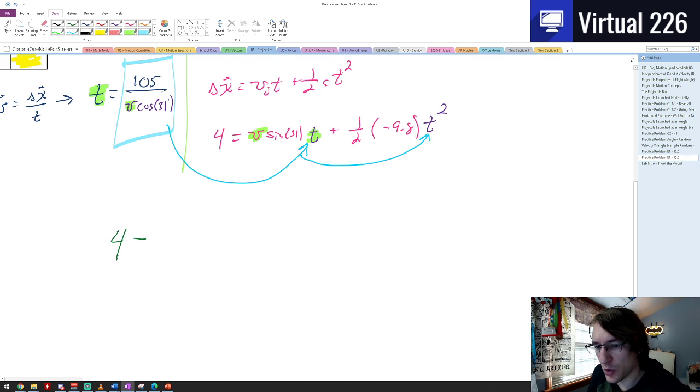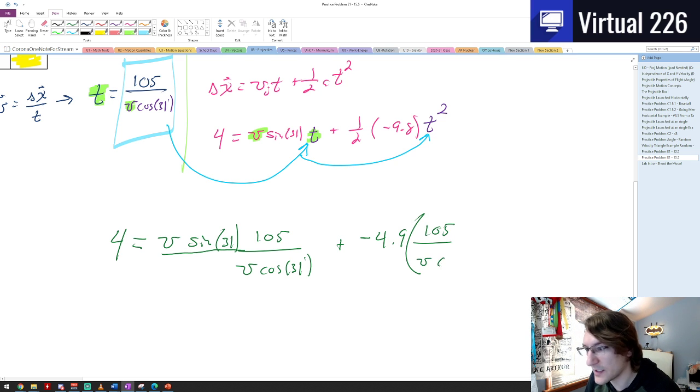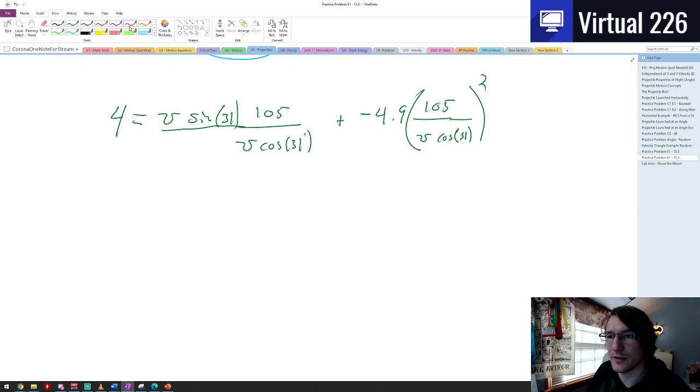I'm going to have 4 equals v sine of 31, and then t is going to be 105 over v cosine of 31. And technically this fractional amount goes across the whole thing. Okay, this is plus, well, 1/2 and negative 9.8 is negative 4.9, and then this is multiplied by t squared. And I want to be careful here because that's 105 over v cosine of 31. All of that is squared. Okay, so I'm going to simplify a little bit here.